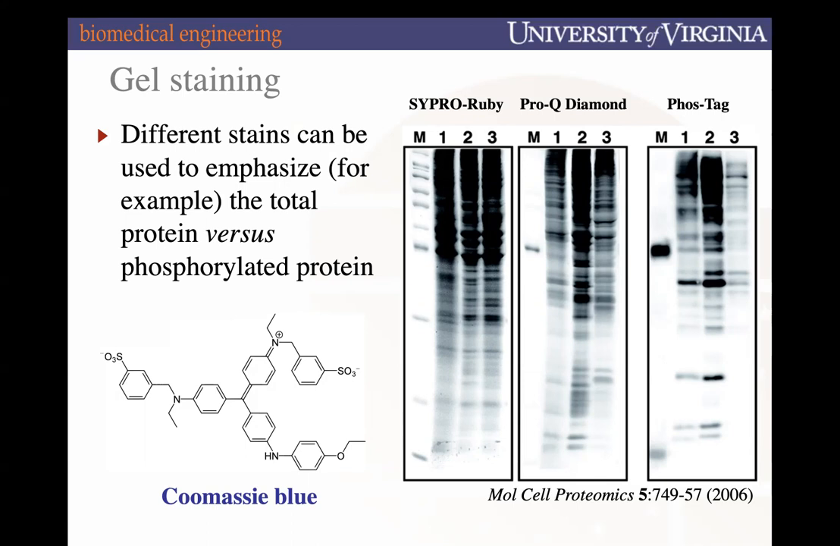ProQ Diamond and PhosTag are two proprietary stains that look at phosphorylated protein. And Coomassie blue, when you stain for it, it comes out blue, and it's actually something that comes from a chemical that comes from blue jeans.